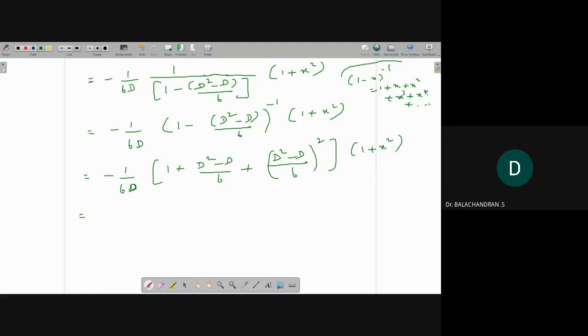Okay, no problem. 1 minus x whole power minus 1 is 1 plus x plus x square plus x cube plus x power 4. I think you studied these things in binomial theorem, in the first semester mathematics, so that's why I don't tell too much about this. Anyway, if you have any doubts, you can ask, even if it is a simple doubt, because sometimes even I don't know the answer for your question.